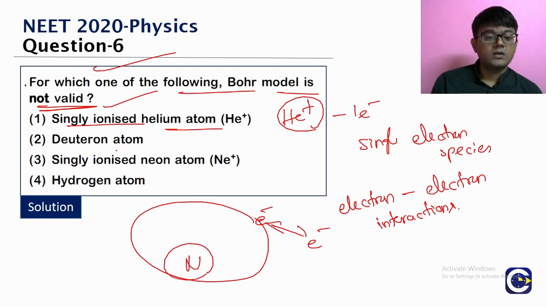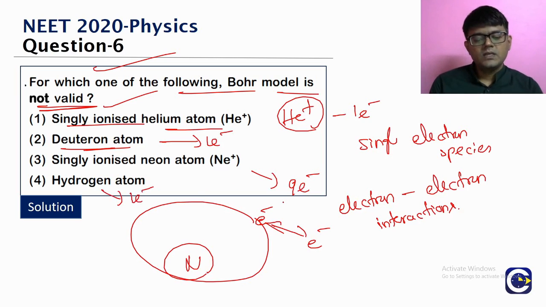It is single electron. Deuteron atom. Deuteron is an isotope of hydrogen, so it also will have 1 electron. Singly ionized neon atom. See, a neon atom has 10 electrons, right? Singly ionized means it will have 9 electrons. It will not be having 1 electron. What about hydrogen atom? Yes, 1 electron only.